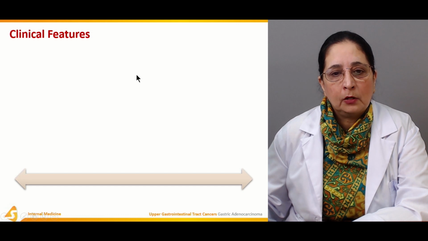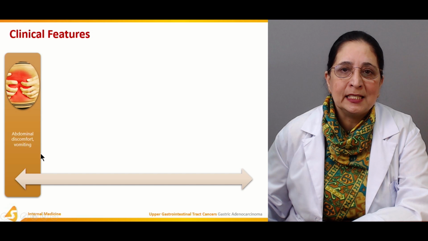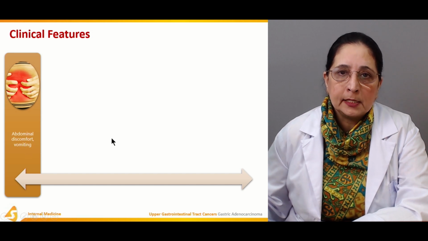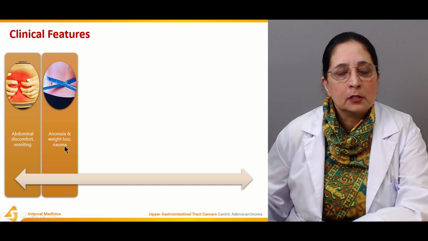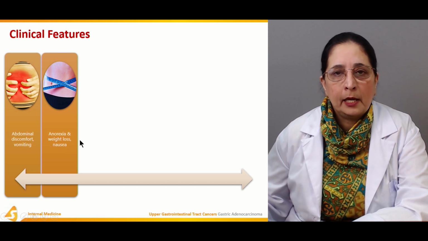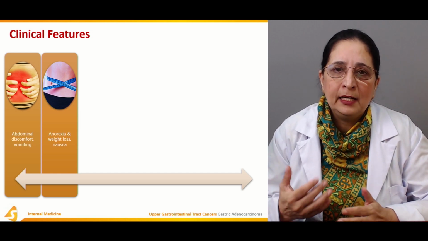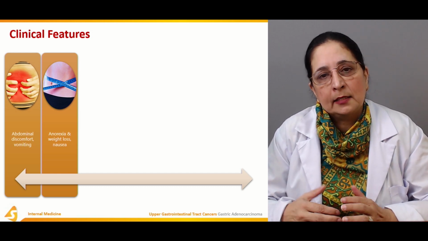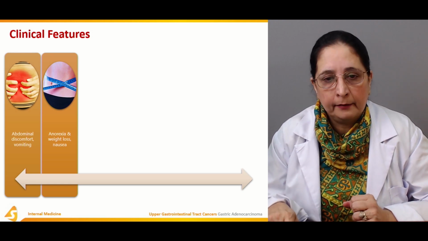Clinical features of gastric adenocarcinoma: there is abdominal discomfort and vomiting, anorexia and weight loss, nausea. There is anorexia, loss of appetite. Patients usually don't feel like eating, and as a result there is weight loss and nausea also after eating.